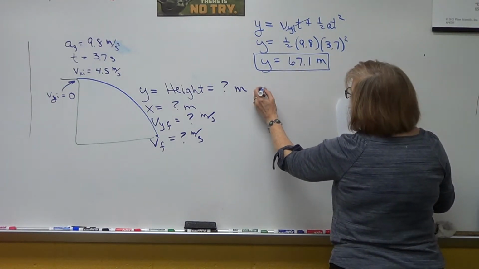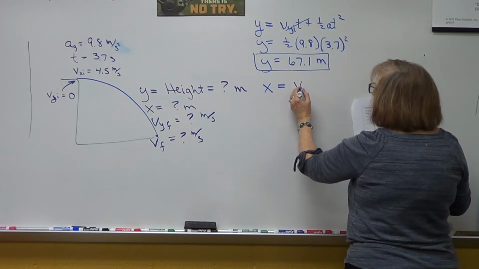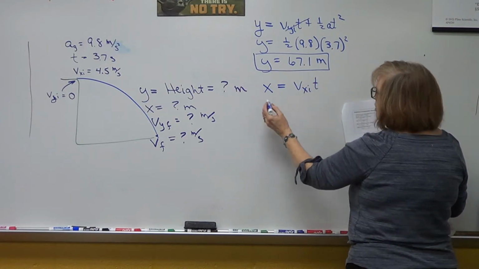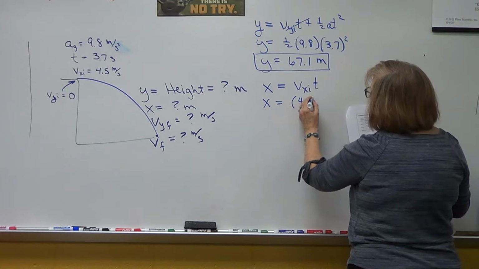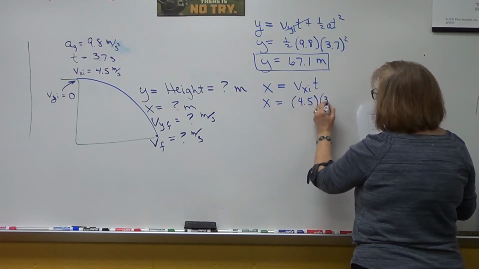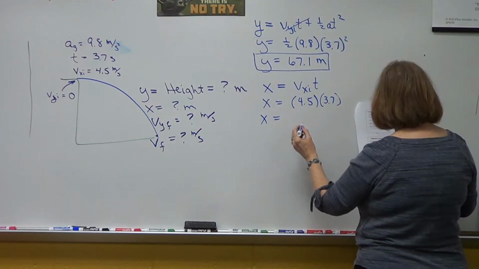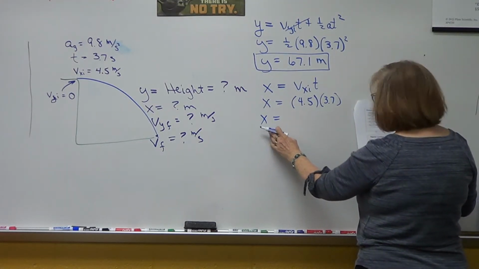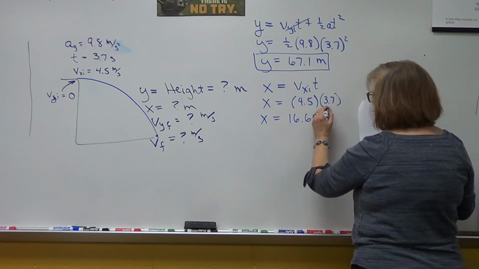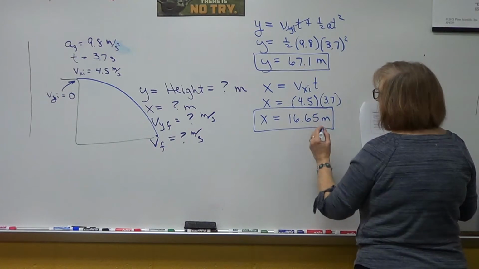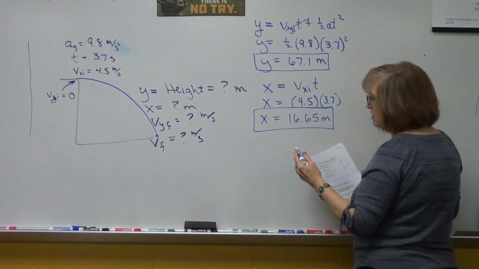Then we can look for x. We'll do some mental math just to make sure. X is equal to VXI times t. In this one, we have our VXI, it's 4.5. We've got our time, which is 3.7. Remember, the time is the same for both. So our horizontal distance ends up being 16.65 meters. We now know those two things. Once you have those, you can solve for pretty much anything else.